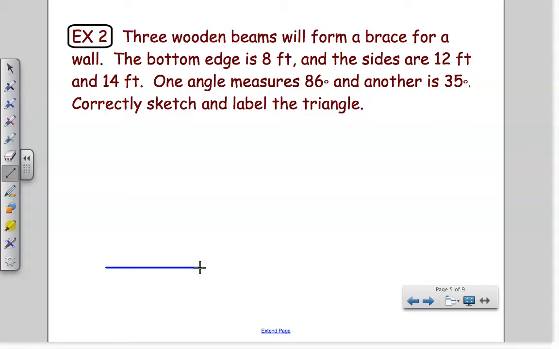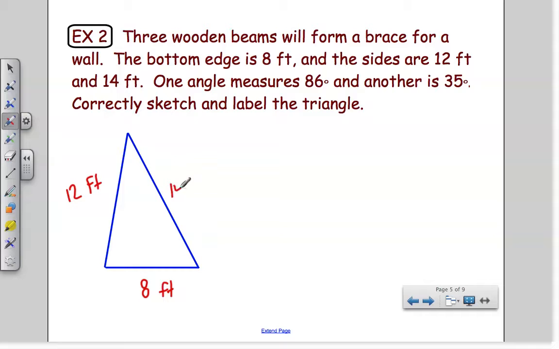Bottom edge is 8, sides are 12 and 14, so both longer than this. 12 and 14. So maybe I'll do right about here. And I think that would be pretty good. 8 feet. Sides are 12 feet, and this one's a little longer than that at 14 feet.